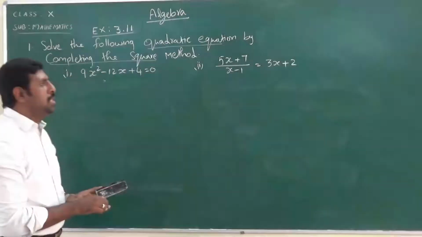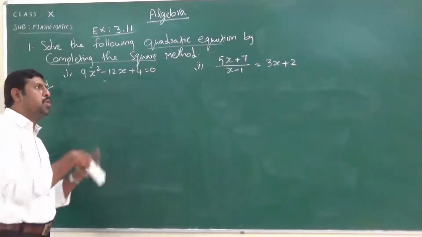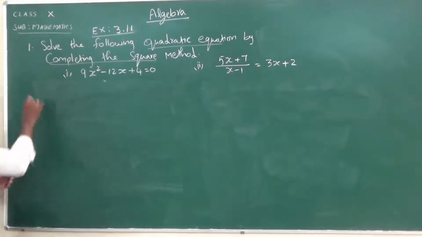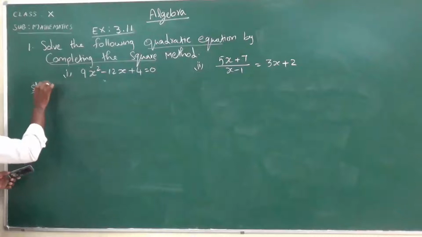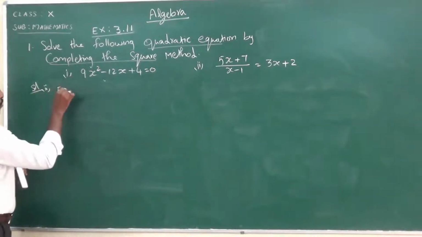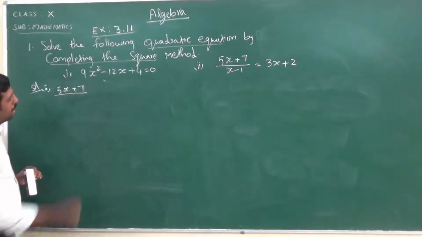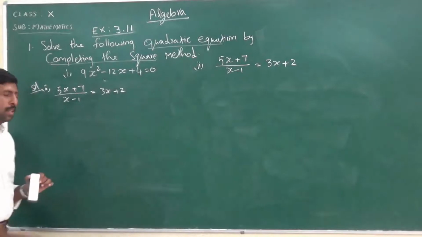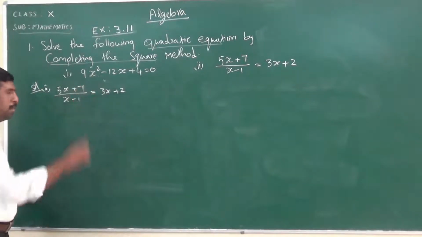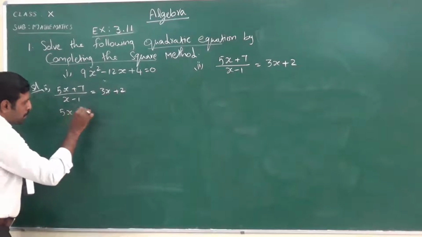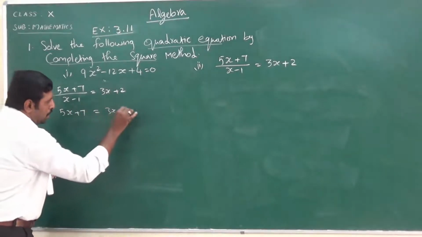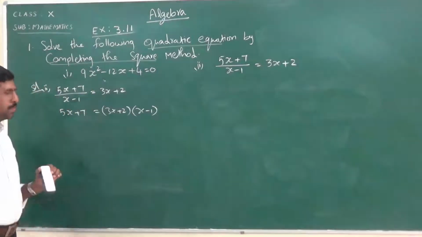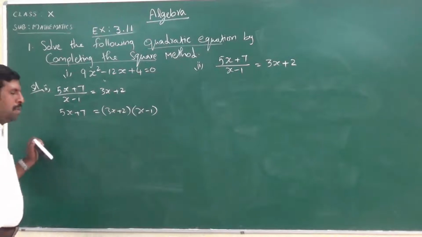Now see, the second Roman number is not in the standard form of a quadratic equation. First we want to convert it into a quadratic equation form. So, solution for the second Roman number. The given is 5x plus 7 divided by x minus 1 is equal to 3x plus 2. Now I take this denominator to the other side, it is in multiplication, right? So 5x plus 7 is equal to 3x plus 2 into x minus 1. Then we have to multiply these two terms in binomial form.